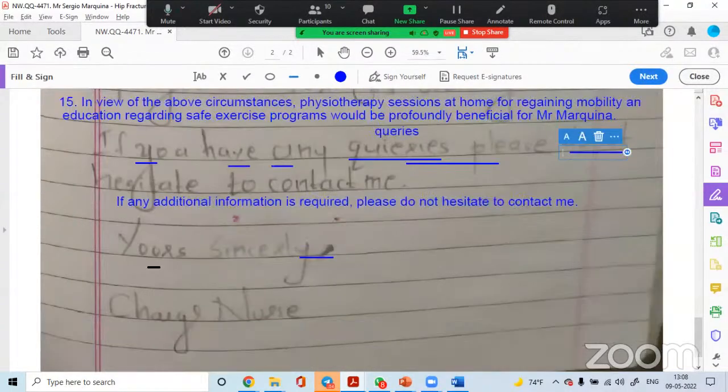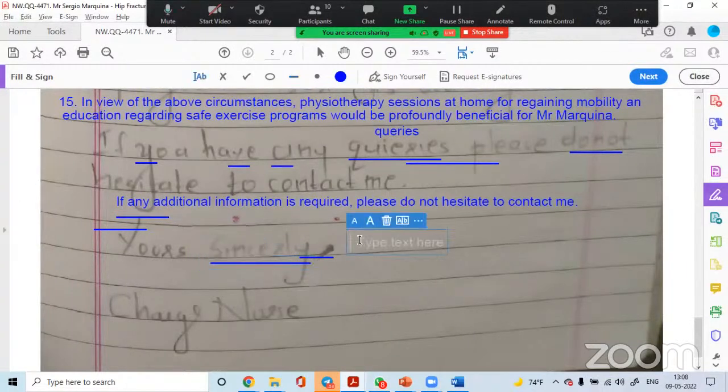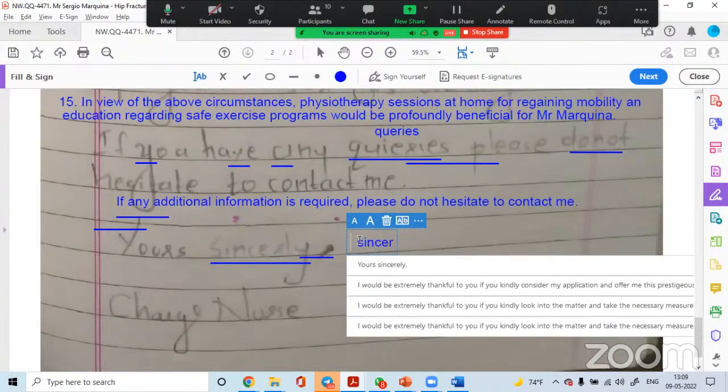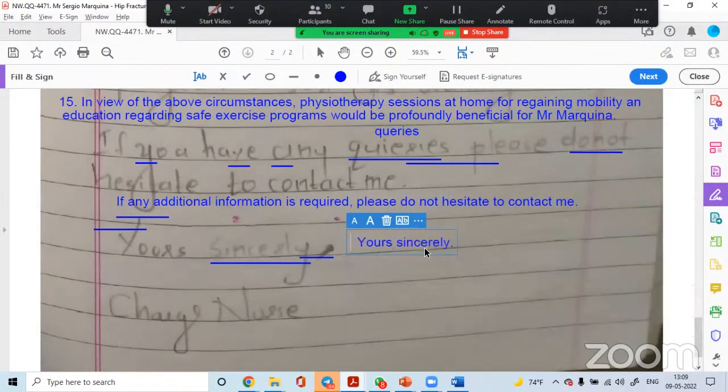Yours sincerely. Why this Y, one hand up, one hand down? Why two hands of two different sizes? Yours sincerely. What is the spelling of sincerely? Write each spelling mistake 10 times. Sincerely. Yours sincerely. This is how you have to write. Spelling mistake. Be careful.